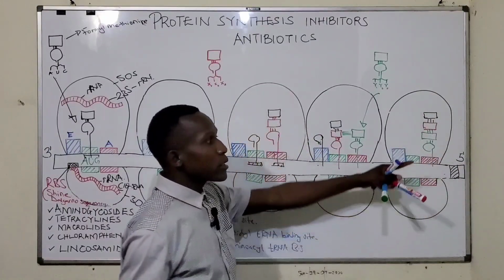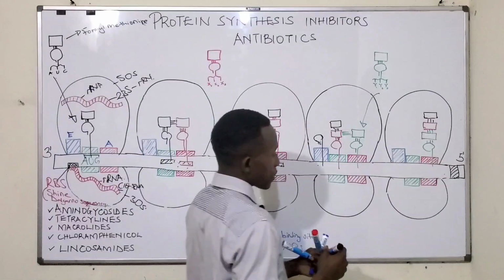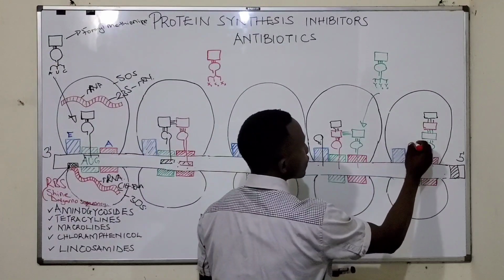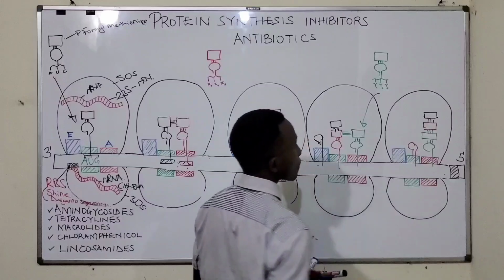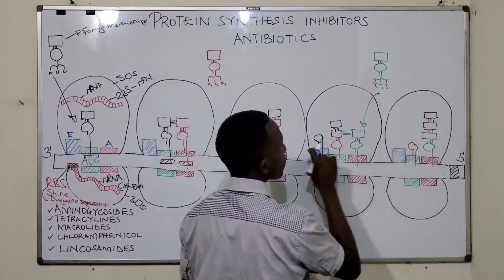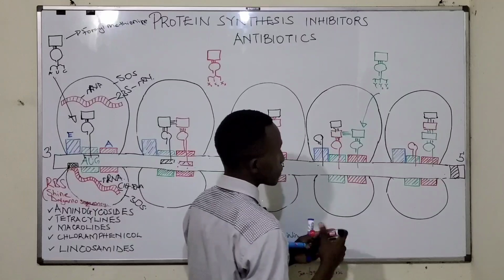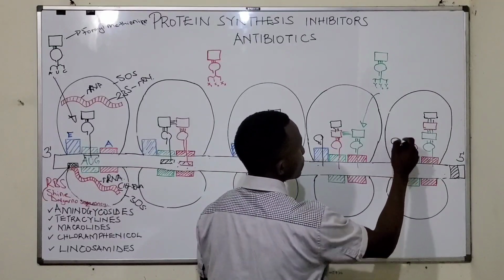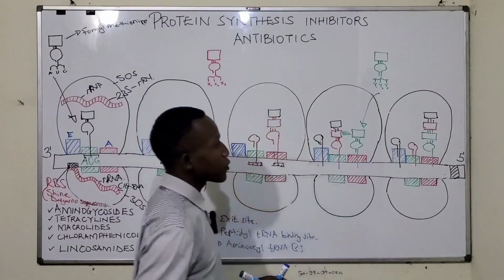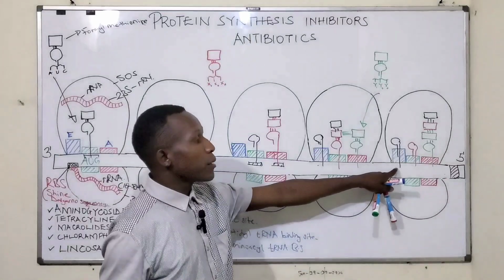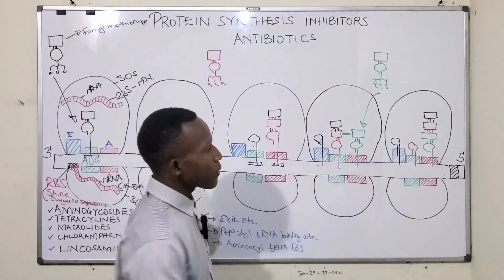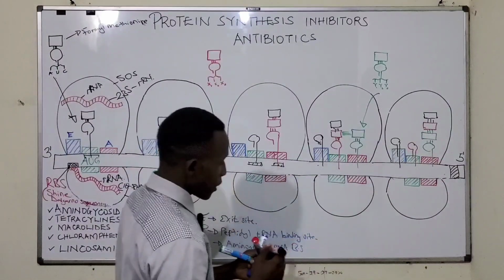So the chain is growing. This transfer RNA is left empty. And we have this one at the E site. At the E site, we are having the empty transfer RNA again. But this chain is growing.